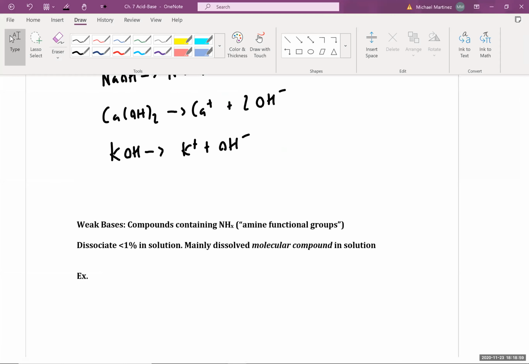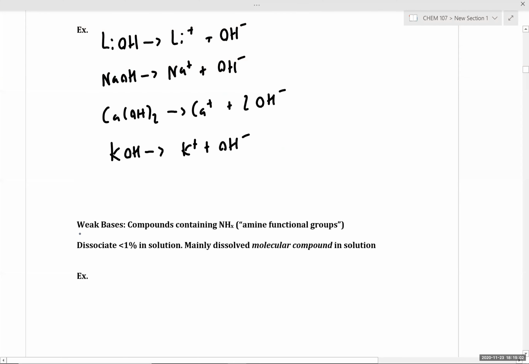Now, weak bases. In general, most of the weak bases that you will see in this class and in organic chemistry for that matter are compounds containing an NHX or an amine functional group. Examples of this could be something like ammonia. The main difference between a strong base and a weak base is that weak bases dissociate a really, really small amount in solution. As a result, we have mainly dissolved molecular compound in solution.